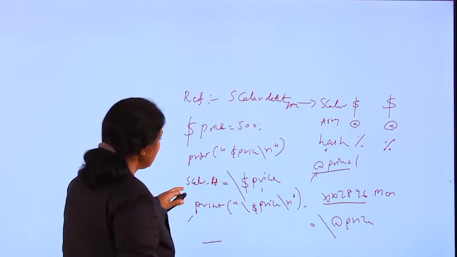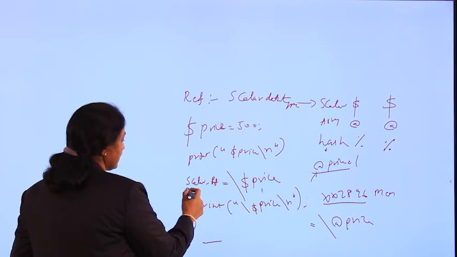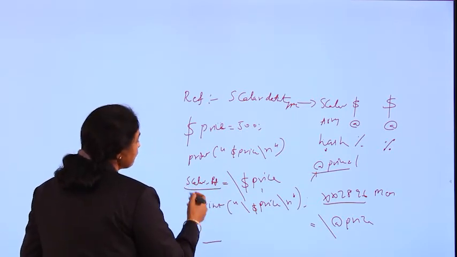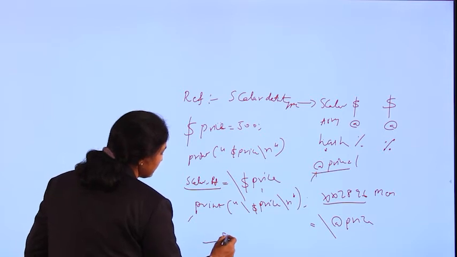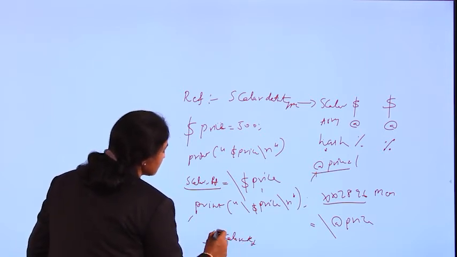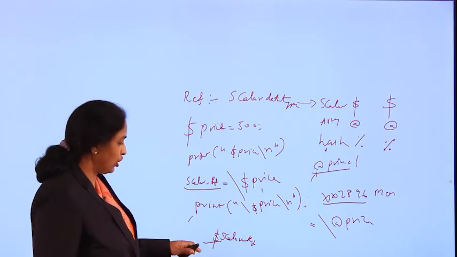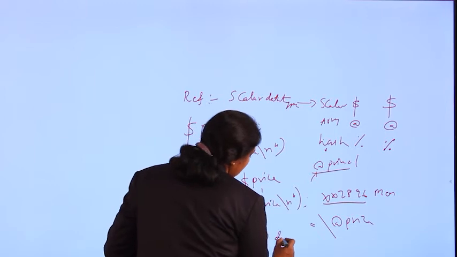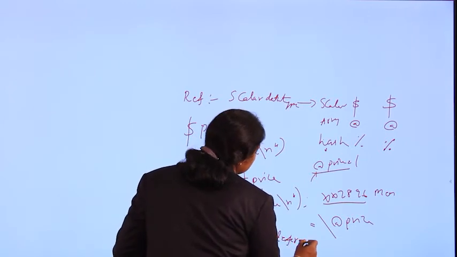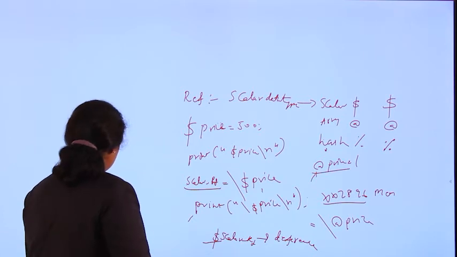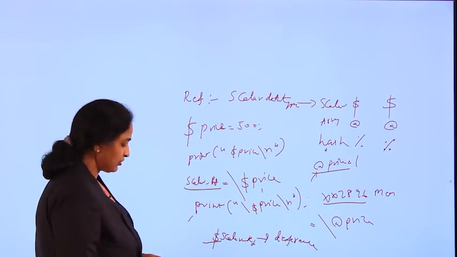Suppose I want to dereference this scalar reference variable, then how can I get that? Simply, what is to be done? The scalar reference variable should be followed with a dollar sign. Then it is now dereferenced. Now you can access the data. So this is the way we can continue the process.